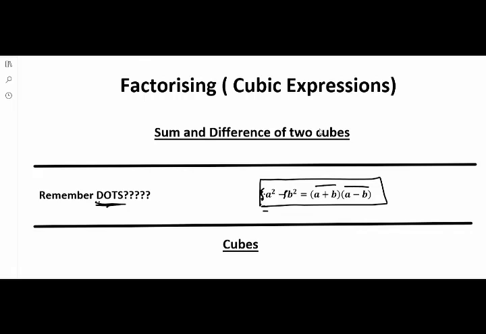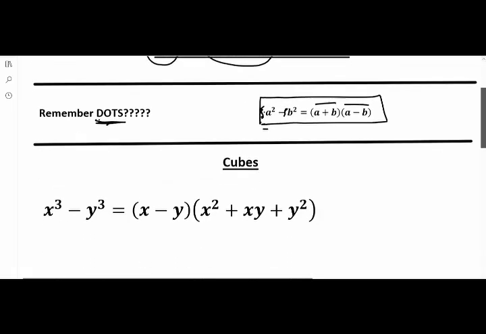So this is known, in the cubic expressions, as the sum and difference of two cubes. While I said it is like difference of two squares, this applies to both the addition and the minusing of two cubes. So when you see cubes in your various algebraic expressions, your blinkers need to start going off. You need to say to yourself, hey, I think I can apply sum and difference of two cubes here.